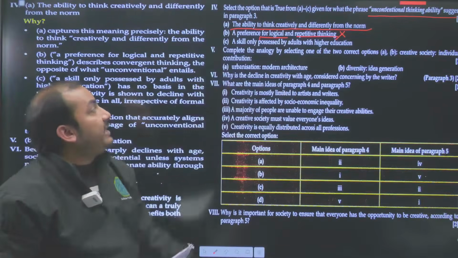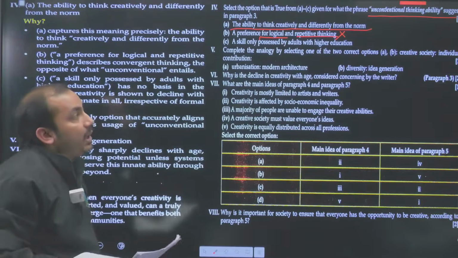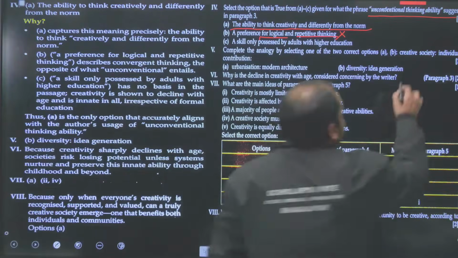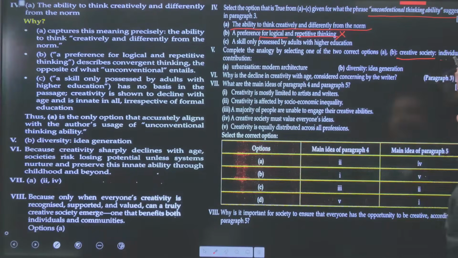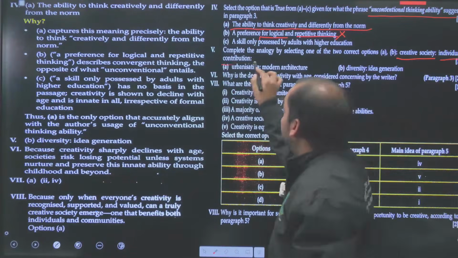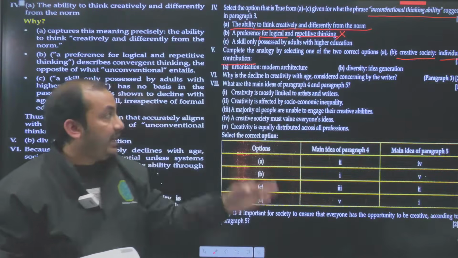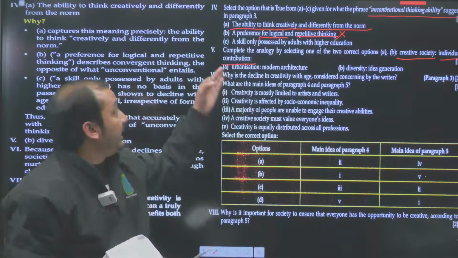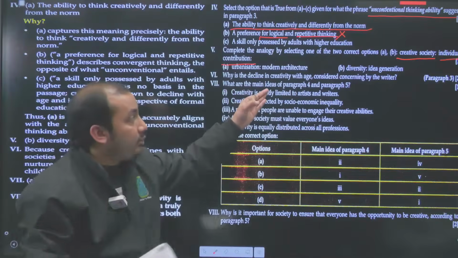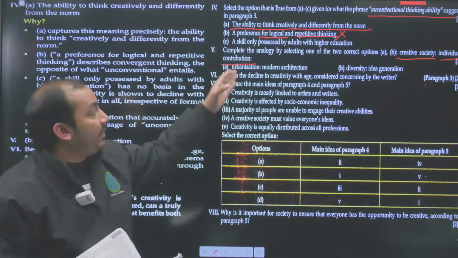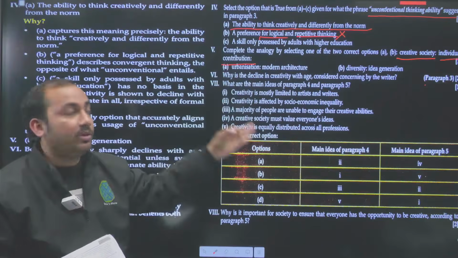Now the next question is, complete the analogy by selecting one of the two correct options. Creativity is to society as individual contribution is to... Individual contribution means each individual contributes to make a society creative. Now we have two options, and we have to choose one of them.